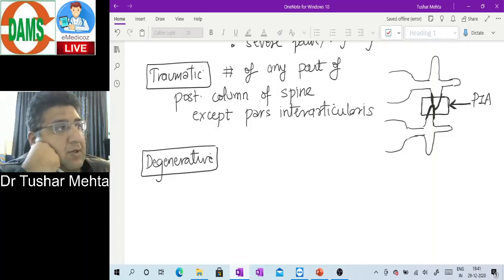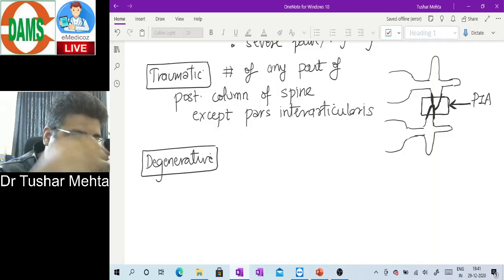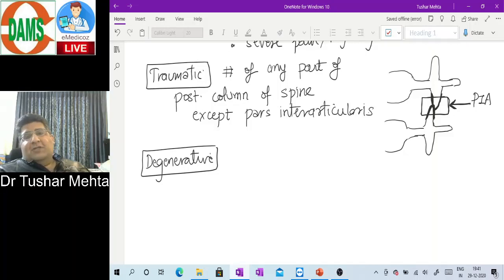If we remember that topic, osteoarthritis is something that basically happens in weight-bearing joints. Knee is a weight-bearing joint. Hip is a weight-bearing joint. Spine is a weight-bearing joint. So osteoarthritis of the spine is common with senility, with senescence, with aging. And do you have this pars interarticularis as a joint?